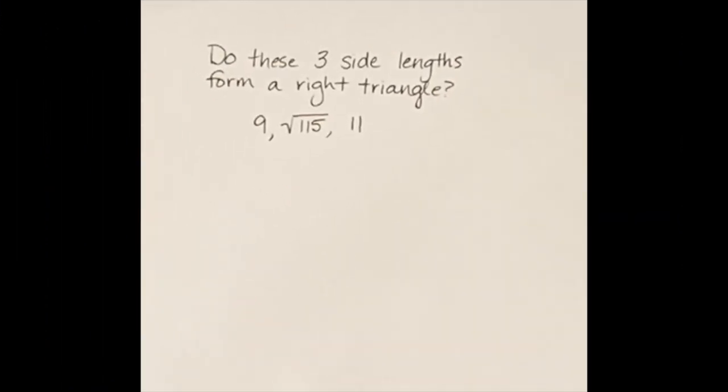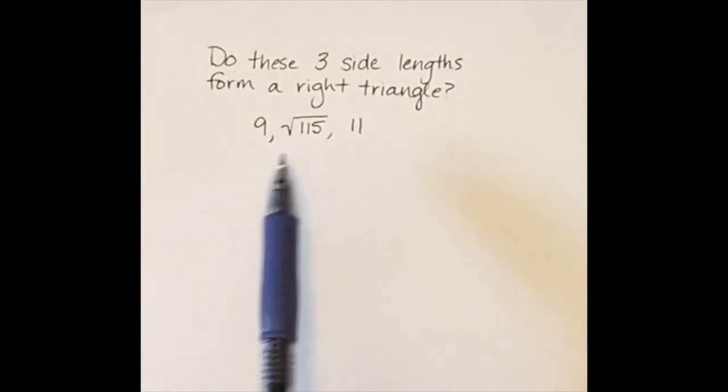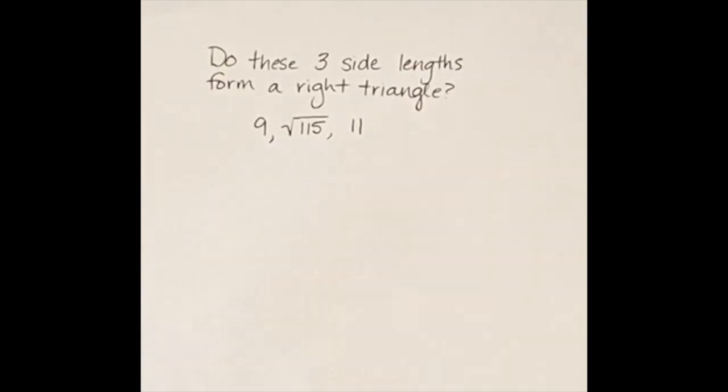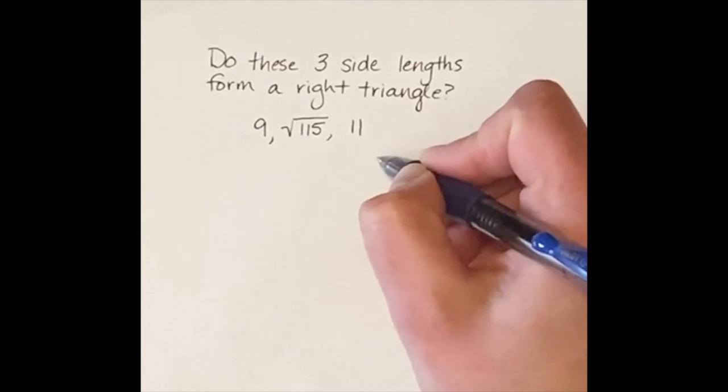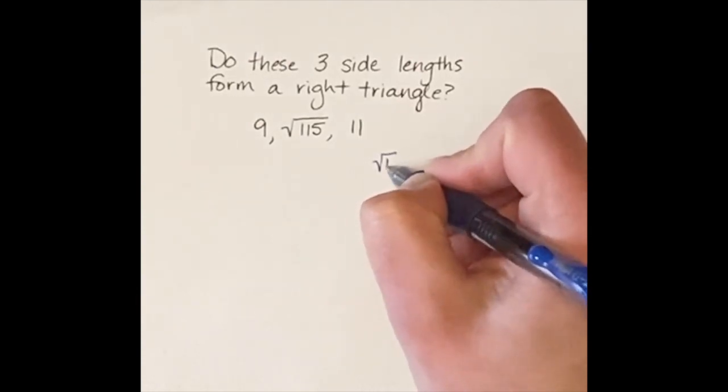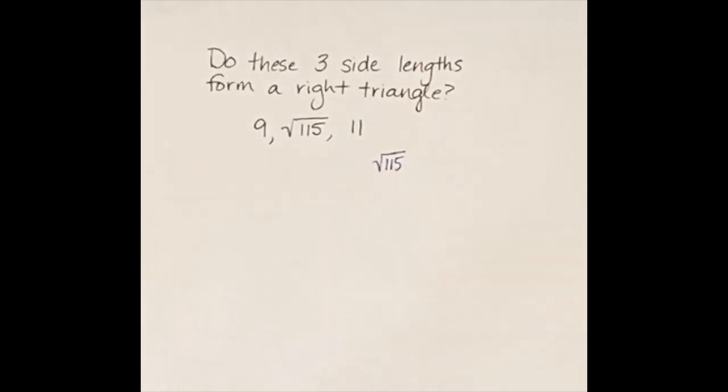Nice work, Mrs. Savage. Here's another example. Again, we're doing the same thing where we are looking to see if these three lengths would create a right triangle. So we need to make sure that we pick the longest side for the c or the hypotenuse. Well, I know that 11 is longer than 9, but I have to think a little bit about the square root of 115. So over to the side here, I'm going to just think about the square root of 115.